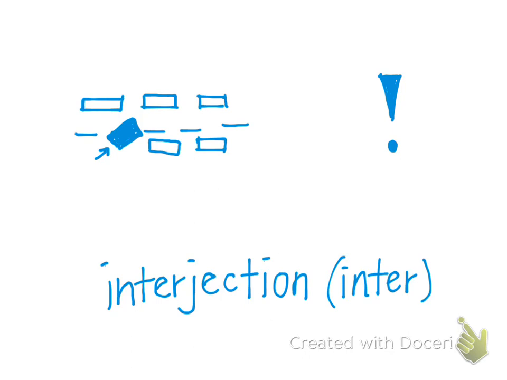So an interjection, the abbreviation is INTER, and I have two pictures. You can do one or the other, but I have two pictures that you can choose for your illustration. I have an exclamation point because we often are exclaiming something when we use interjections, or I have this image of a car merging into another lane because it's interjecting itself into that lane. Interjections often interrupt the flow of the sentence and kind of disrupt it.